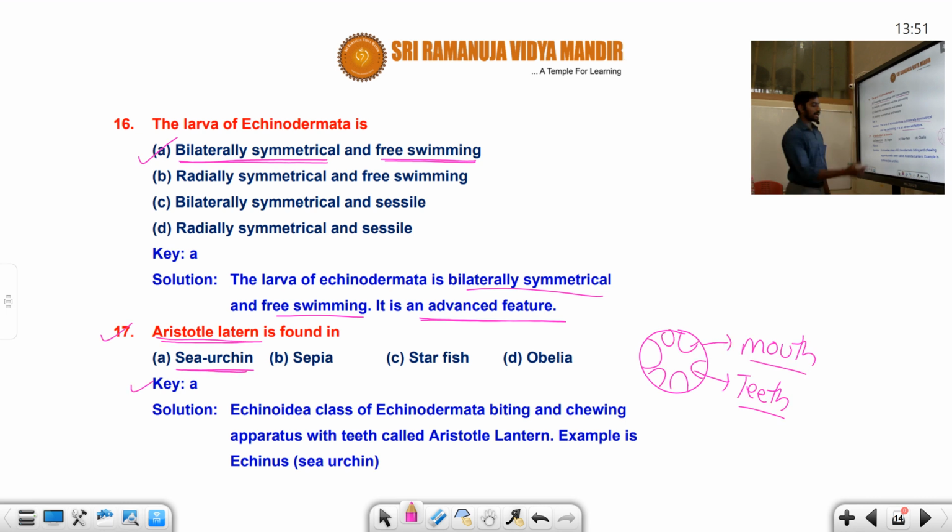So the class Echinoidea, the sea urchin, belongs to Echinodermata. The biting and chewing apparatus with teeth in Echinoidea is called Aristotle's lantern. The common example of this is the sea urchin. So which class does it belong to, student? Sea urchin belongs to phylum Echinodermata and to the class called Echinoidea. Earlier we discussed the many classes of Echinodermata; for reference you can take a look at that. So for question 17, option A is the correct option.